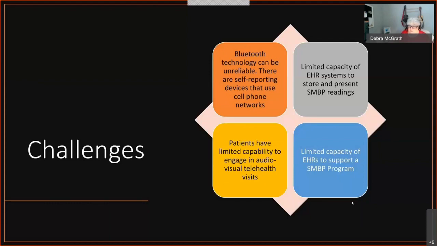I've already talked a lot about the patients, and then there's the other challenge, the people challenge, which is just staffing, to have enough staffing to manage a program like this. Next slide, please.